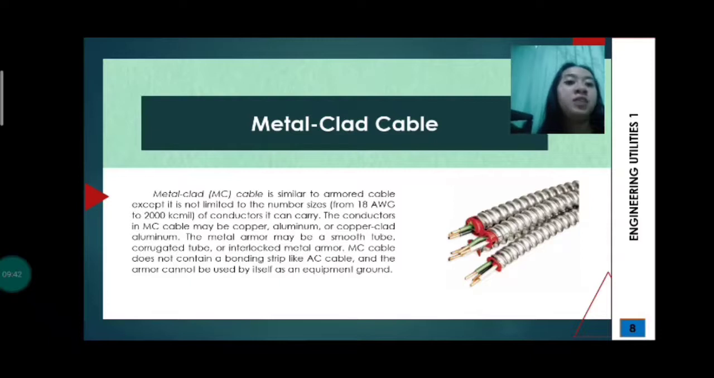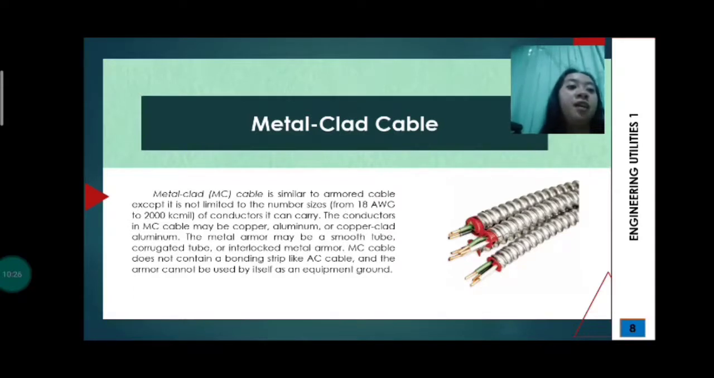The conductors in MC cable may be copper, aluminum, or copper-clad aluminum. Copper and aluminum is a common conductor used in a cable. The metal armor may be a smooth tube, corrugated tube, or interlock metal armor. MC cable does not contain a bonding stripe like AC cable, and the armor cannot be used by itself as an equipment ground.